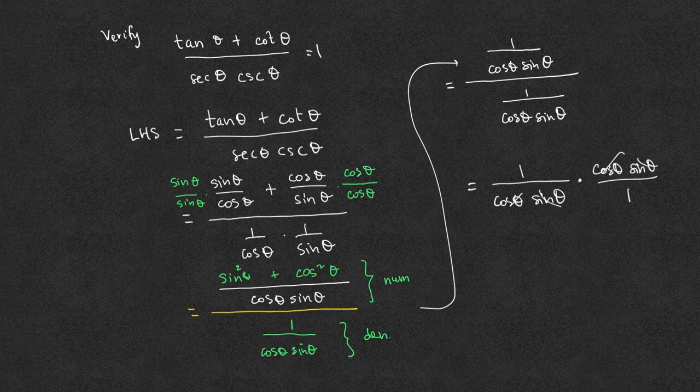And we cancel out, leaving us with 1, but 1 is the right-hand side. We started with the left-hand side. We performed algebraic manipulation along with prior known trigonometric identities, and we arrived at the right-hand side. By doing so, we verified the identity.